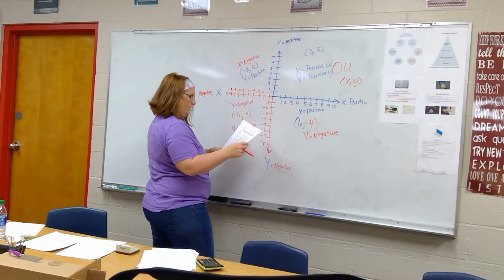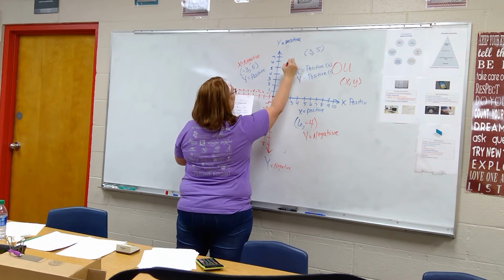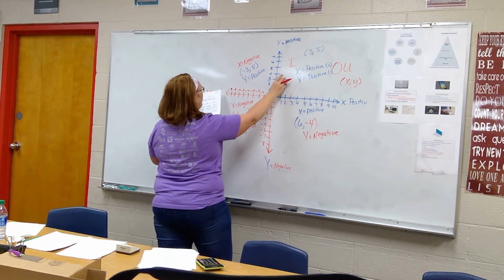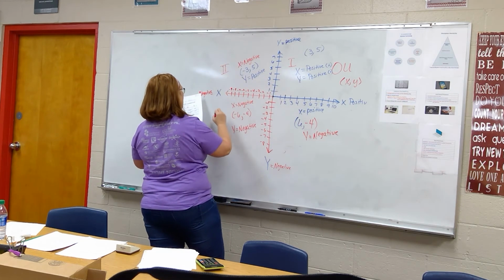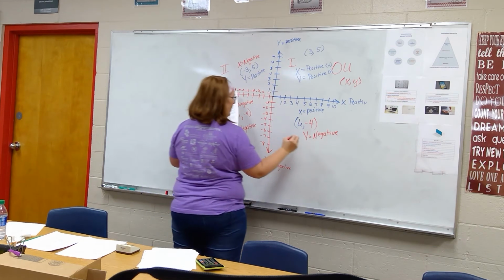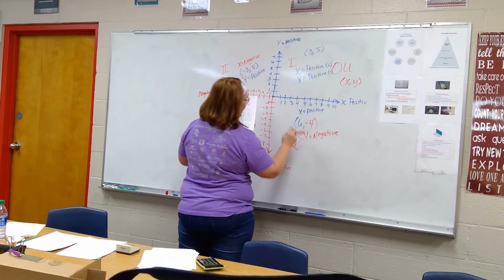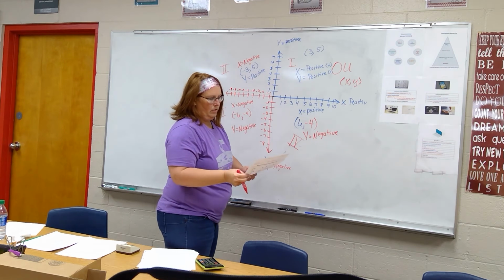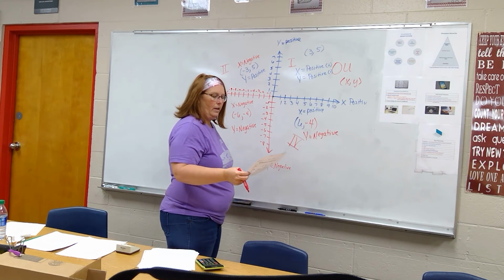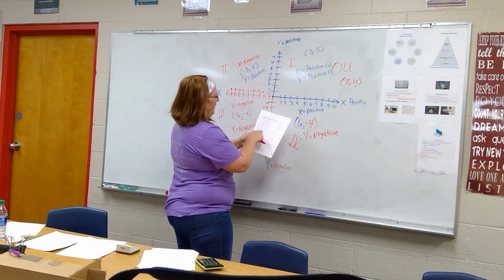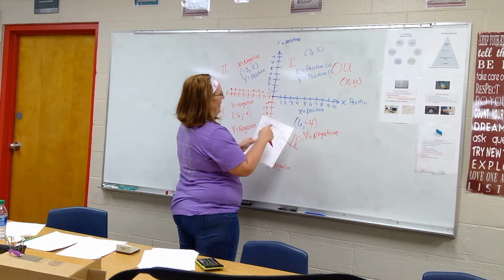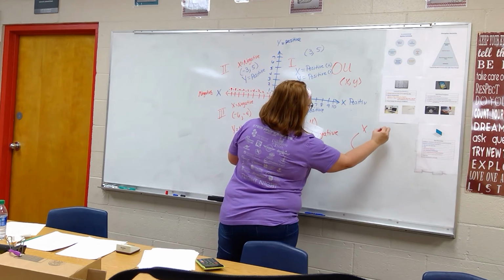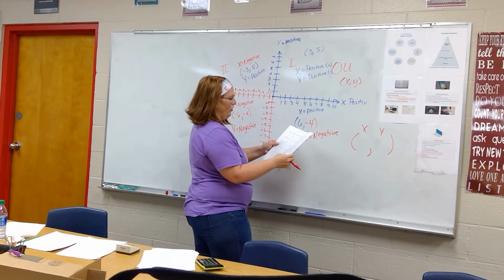And they call this a plane, with quadrants. Quadrant 1, quadrant 2, quadrant 3, quadrant 4. They're working counterclockwise. So if you flip it over on the back, it says, what is A? Remember, we write X first, comma, and then Y. So find your A.